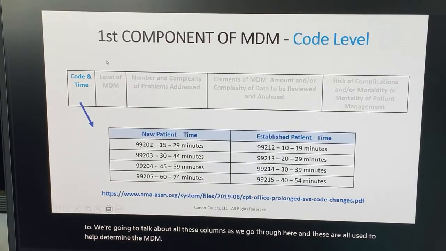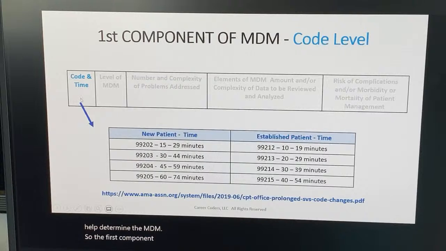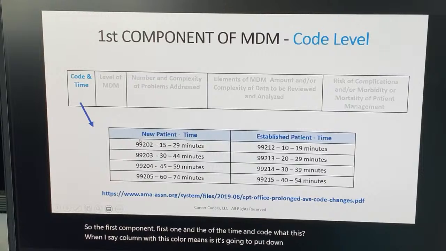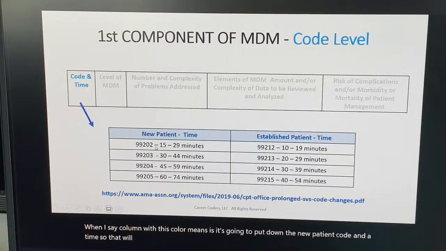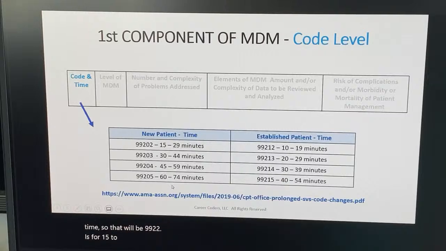So the first component, the code and time column, means it's going to put down the new patient code and the time. So that will be 99202 is for 15 to 29 minutes and so forth. Then the established patient codes and times for established patients.